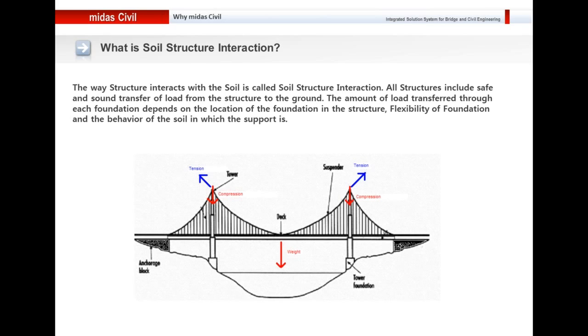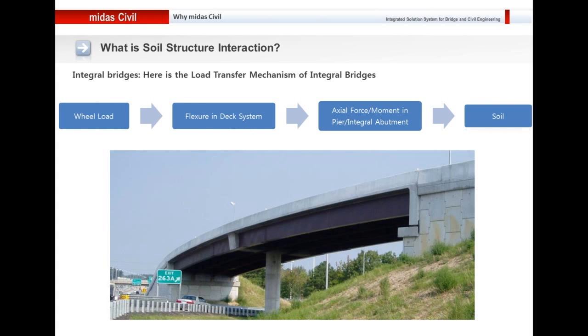So basically, the load distribution on the bridge deck and on the foundation depends on whether the foundation is flexible or rigid, where the foundation is located, and what the behavior of the soil is where the foundation is. So we need to understand all these phenomena when we design bridges. These phenomena are important in some bridges and not very important in others, but they always exist in all types of bridges.